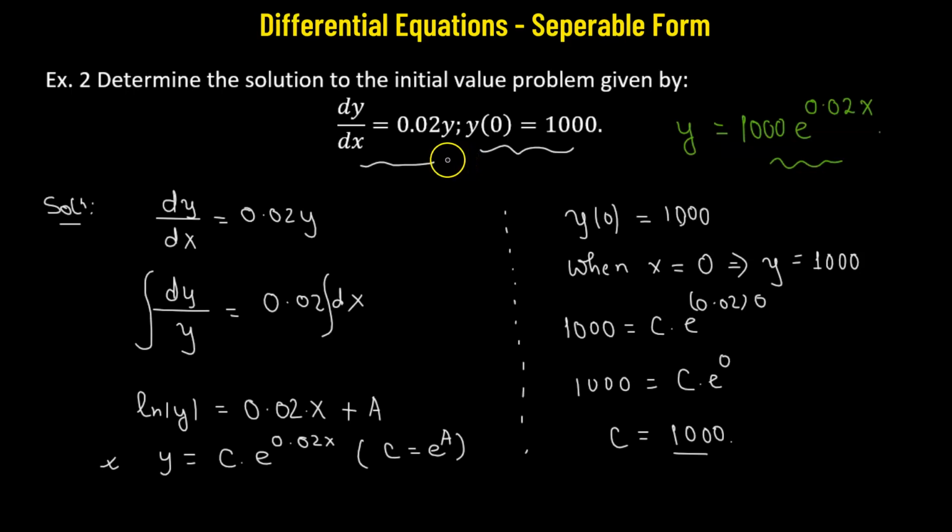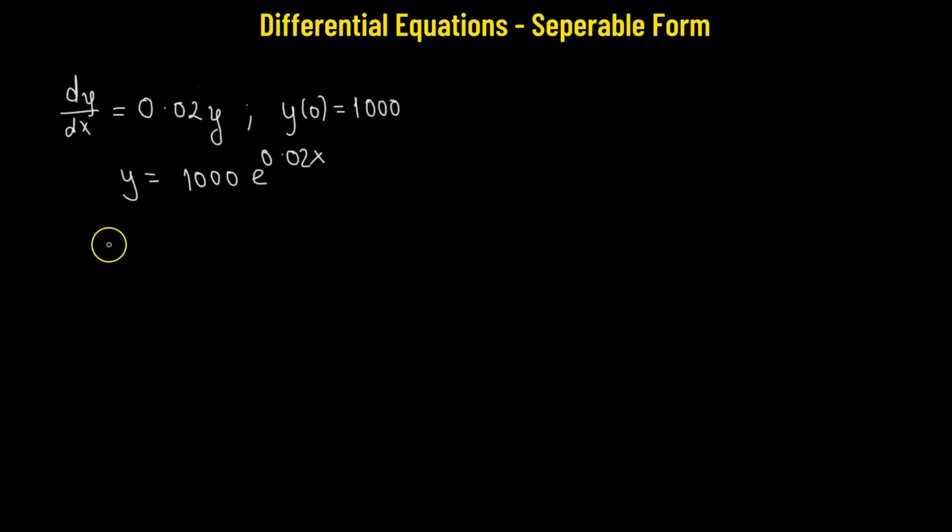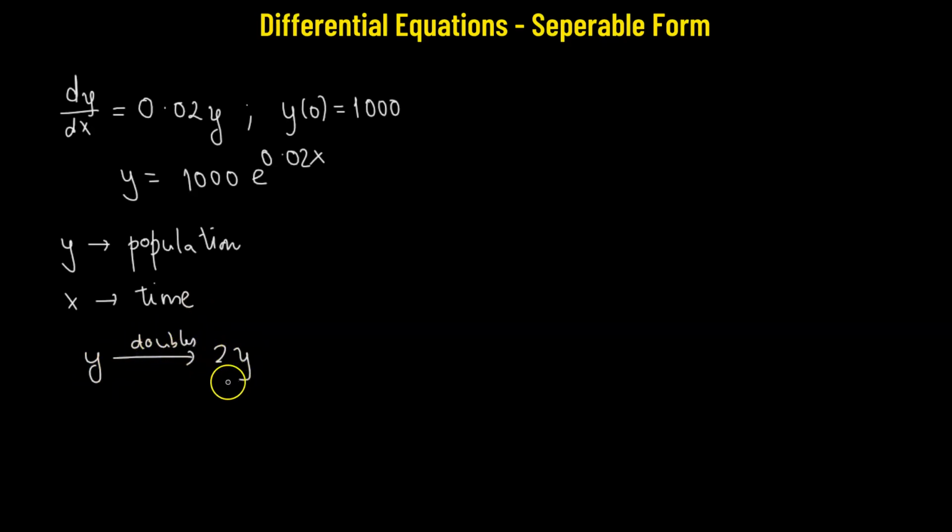Now we'll try to work around this problem more. Let's say this y represents the population and x represents the time. Now, we want to find out, suppose this y doubles to become 2y. The question is, how much time does it take for it to double to 2y? So we can use this differential equation and its solution to find out the doubling time.